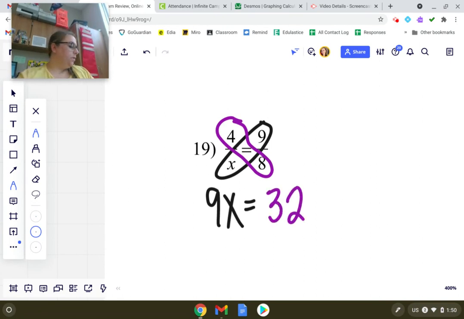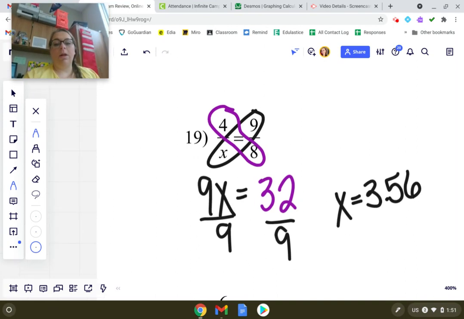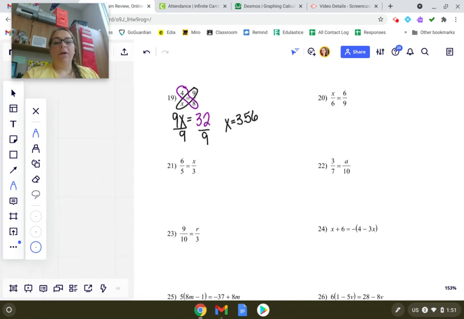And then what we want to do is divide. So if we divide by 9 on both sides, this one will get us a decimal, and x equals 3.56. Okay, so you're going to cross multiply for 19, 20, 21, 22, and 23.